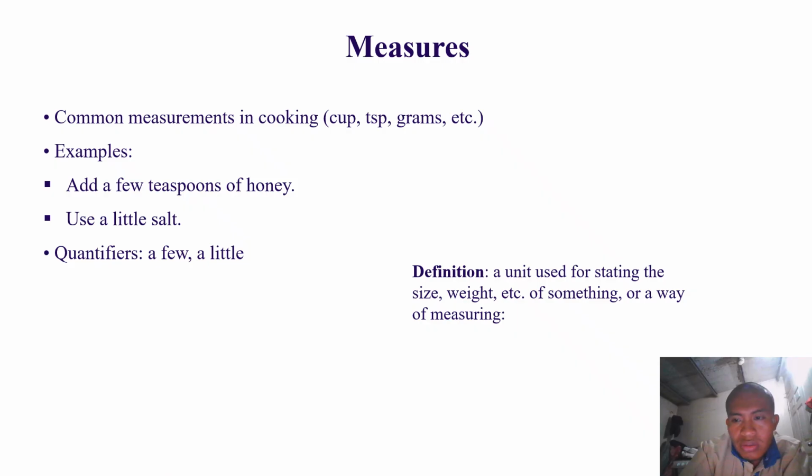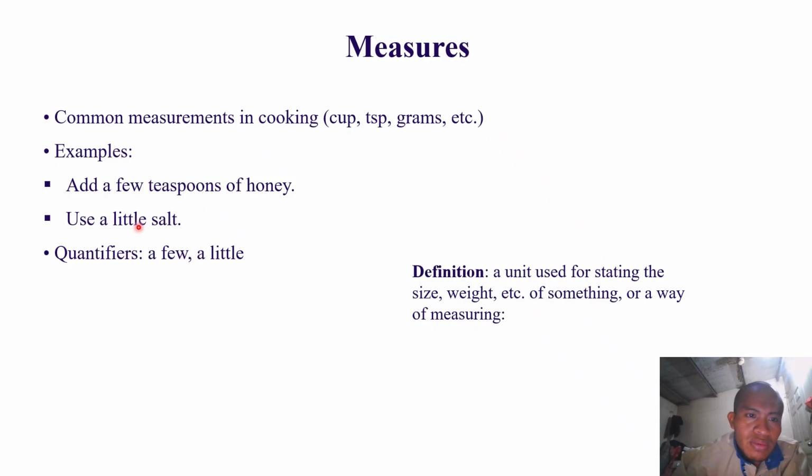Here you see the measure. When we talk about food, we normally measure food in cups, teaspoons, grams. For example, here we see some words. Add a few teaspoons of honey. Use a little salt, a little. These are quantifiers. Few, a little. So measure means a unit for stating the size, weight, etc. of something or a way of measuring.